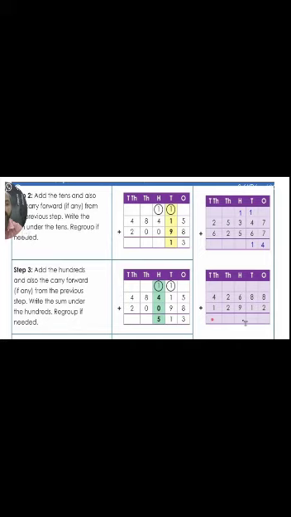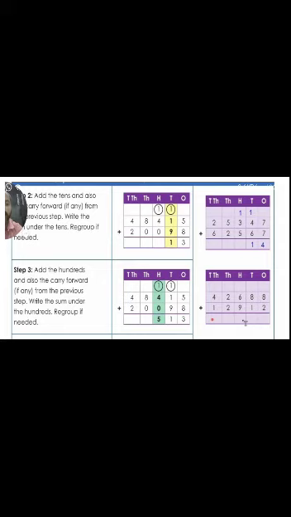Step 3. Add the 100 and also the carry forward, if any, from the previous step. Write the sum under the hundreds. Regroup if needed. In every step he is telling to regroup. Regroup means we have to carry forward that number. 2-digit number we are having, so we can't write 2-digit number in one column only. We have to regroup it. We have to carry forward that number.